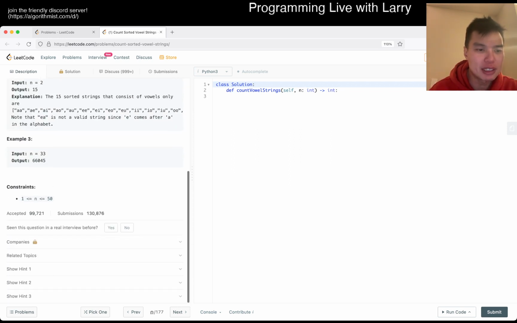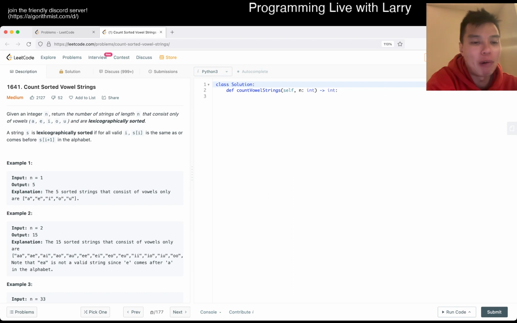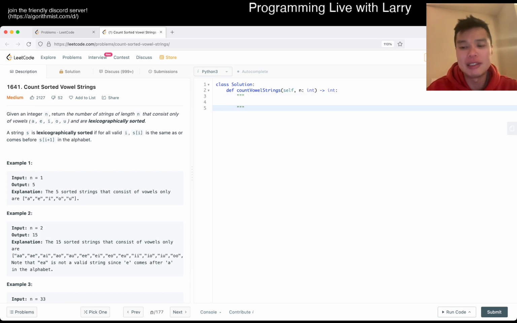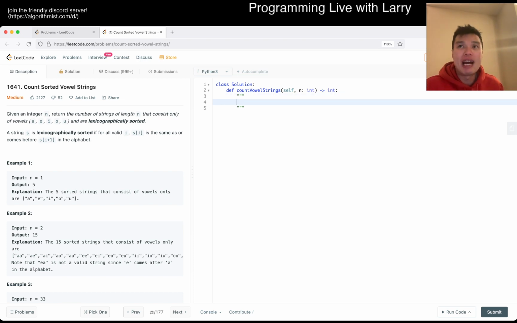I think this is going to be dynamic programming, and this is just one of those counting or combinatoric type things. Then we can think about what it means, and there are a couple of ways you can think about it. The way that I think about it is the number of strings of length n.